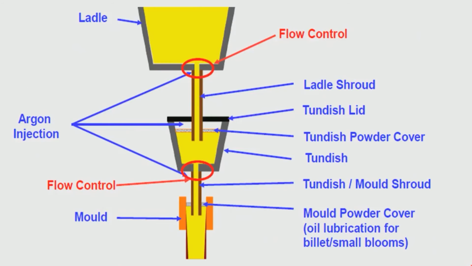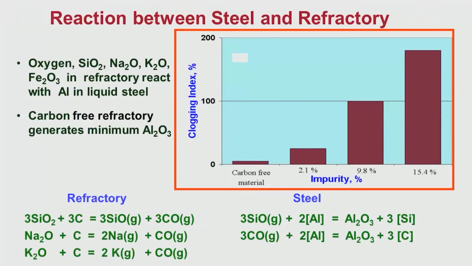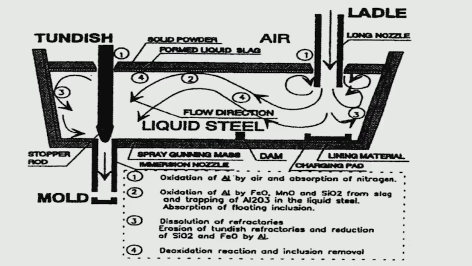Now, how does it happen? What are the possibilities? What do you do in the tun dish? First, let us see how the tun dish looks. From the ladle, liquid steel comes down into the tun dish through this nozzle, the refractory nozzle. I have mentioned the nozzle must be immersed in liquid steel. It should not be at the top of the tun dish, so that there is no air ingress. It must be immersed in liquid steel.